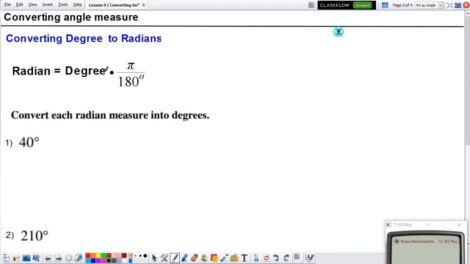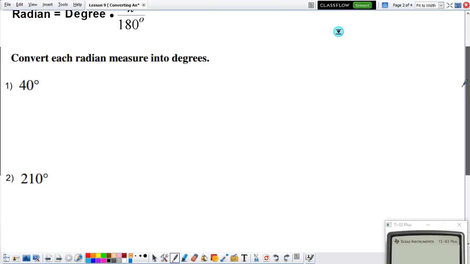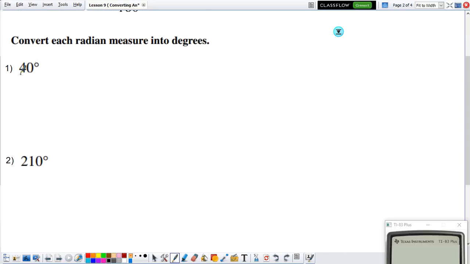Okay, so let's start with converting degrees into radians. If you want to end up with radians and you've been given degrees, you need to multiply your degrees by pi over 180. If you want to go from degrees to radians, you take your degree and multiply it by pi over 180. So now let's try to convert the following degrees into radians.